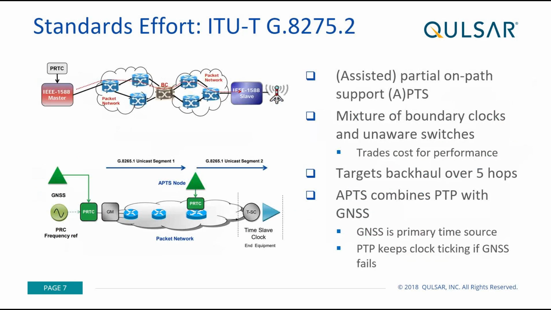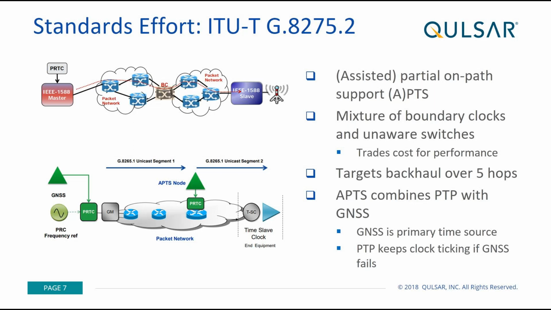The second activity from the ITU is in the G.8275.2 standard, and this relates to what is called assisted partial on-path support, and is designed to address the case where you have a legacy network, so an existing installed network that you want to be able to at least use for supporting backhaul, but you can't afford or don't want the hassle of having to replace all the network equipment, so you have to make do with what is already there.